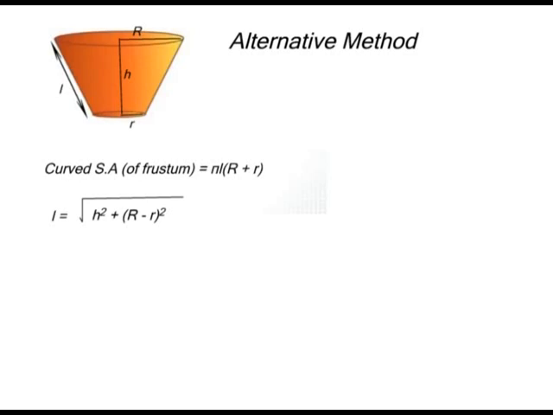If the frustum is closed both at the top and bottom, then we also add the surface areas of the circles. And so the total surface area of a closed frustum is given by pi L (R + r) plus pi R squared plus pi r squared.